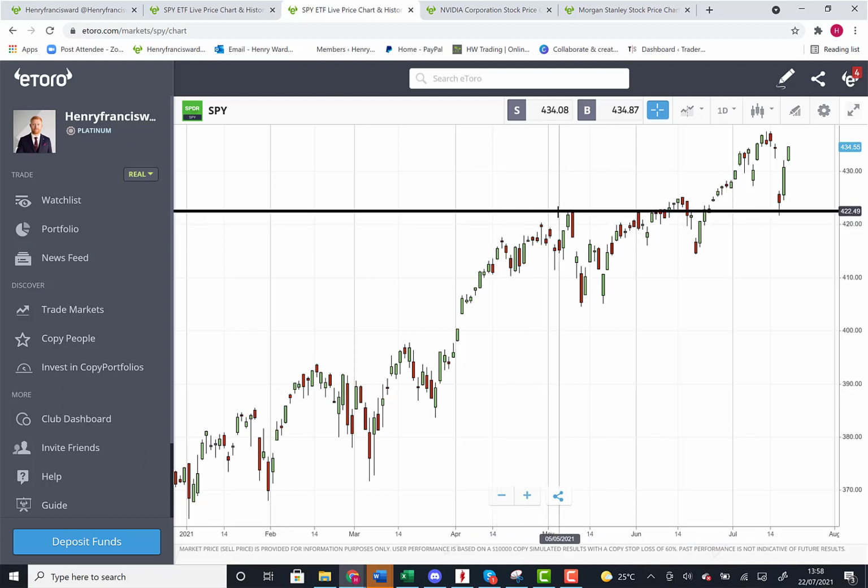See that there? It hit its head here once, came back down. It's hit its head twice, came back down. It broke through it, and now it has come back and retested it. So that's called a break and retest. Okay, so it broke and then retested. So this here would have been an ideal opportunity to get into the likes of this.